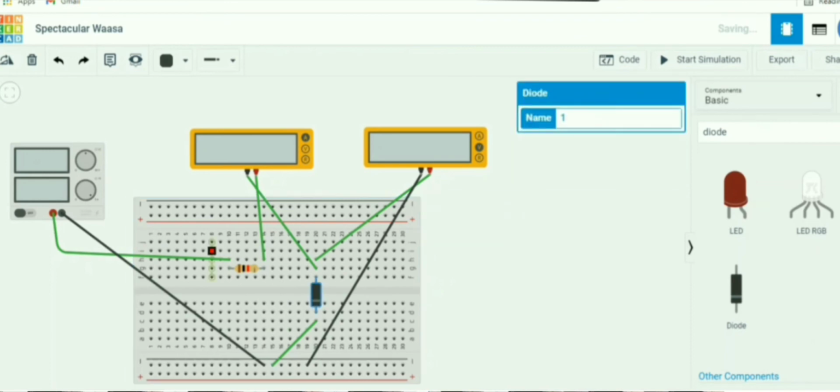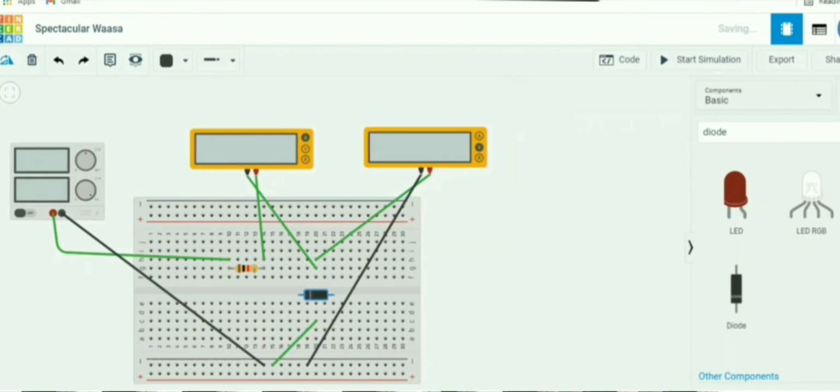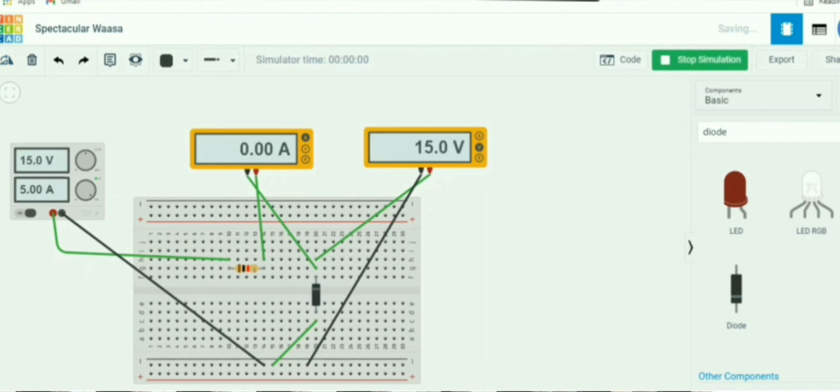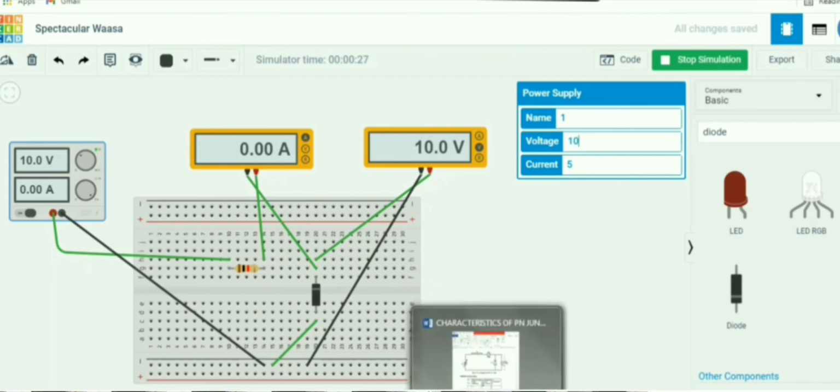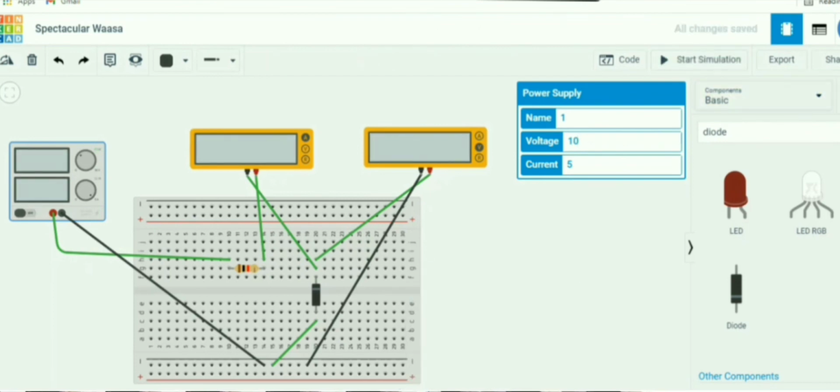Now for the reverse bias, only change the diode direction and observe the reading. See here, up to 15 volt, if I change the voltage across the supply, then the voltage across the diode changes but the current is 0. That means in forward bias the diode conducts, and in reverse bias the diode does not conduct current.